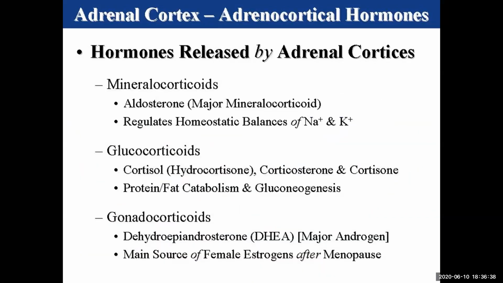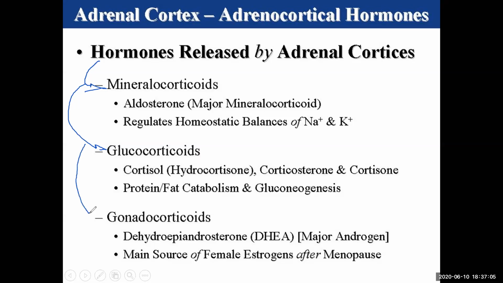Now the adrenal cortices, so two adrenal cortices, one adrenal cortex, they release steroid hormones. So adrenal cortical hormones are in fact steroid hormones, fat-soluble hormones. And we have three families of steroid hormones: the mineralocorticoids, the glucocorticoids, and the gonadocorticoids. The mineralocorticoids are involved in maintaining homeostasis of salts, most important of which is sodium. Glucocorticoids maintain homeostasis of blood glucose.